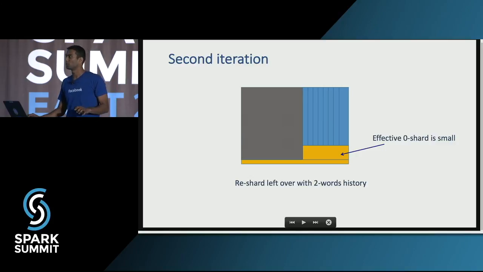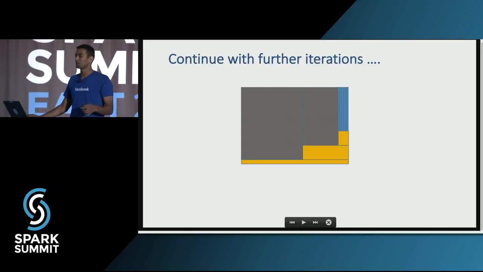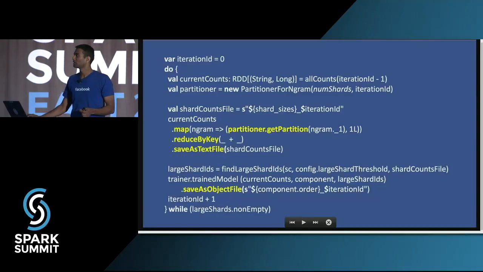After that, you go to the second iteration and look at the remaining shards which are skewed. We recompute the zero shard this time, looking at only the words in the remaining skewed shards. So the effective zero shard is smaller, and now we repartition the shards which were skewed earlier. Now the skew is reduced. There might still be some skewed shards, and in this round we ignore those and process the remaining ones. We continue doing that for more and more iterations until there are no more skewed shards.